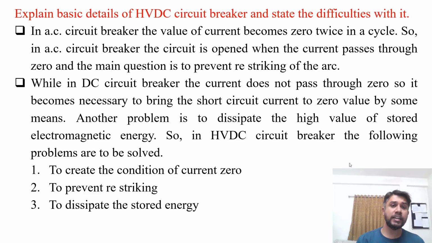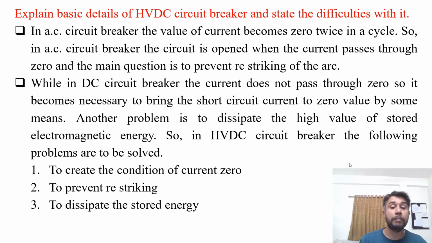Explain basic details of HVDC circuit breaker and state the difficulties with it. So in AC circuit breaker, the value of the current becomes zero twice in a cycle, that is rising again zero and falling in the negative half cycle and again reaching zero. So in AC circuit breaker, the circuit is opened when the current passes through natural zero, and the main question is to prevent the restriking of the arc.